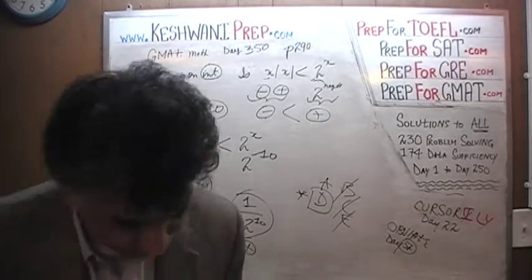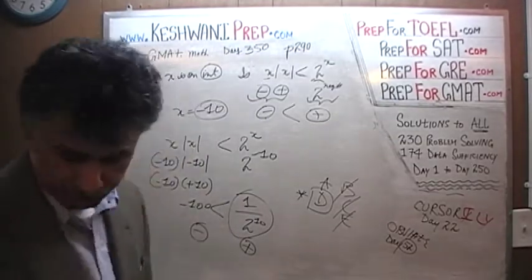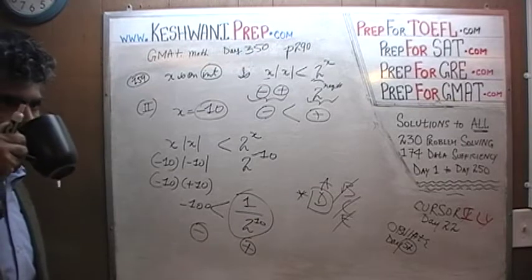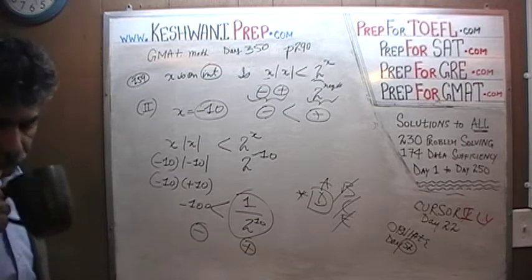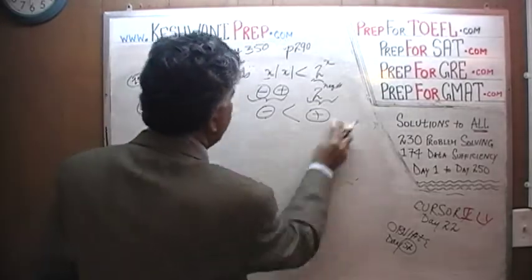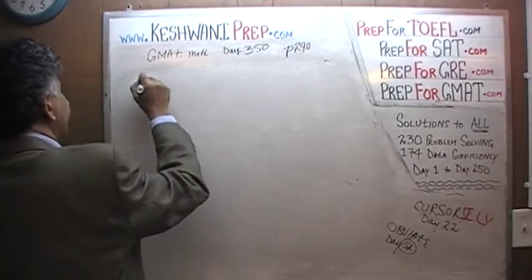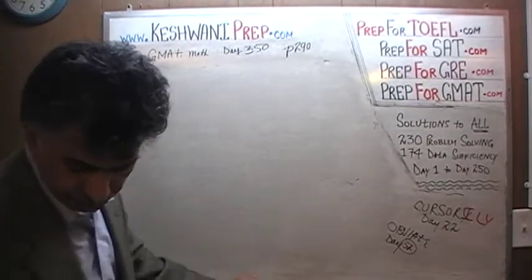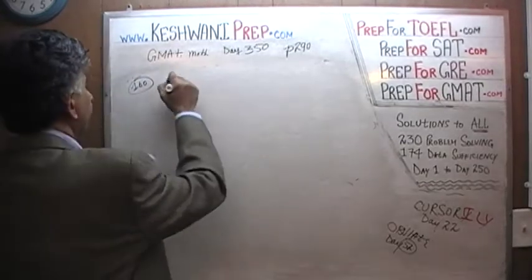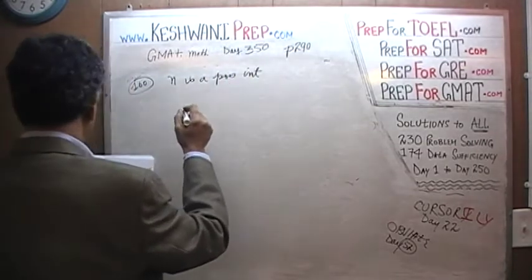Let's move on then. The very last question on the first column, number 160. Let's take care of that. Number 160. They tell us that n is a positive integer. N is a positive integer.